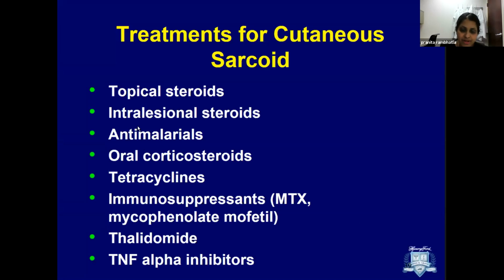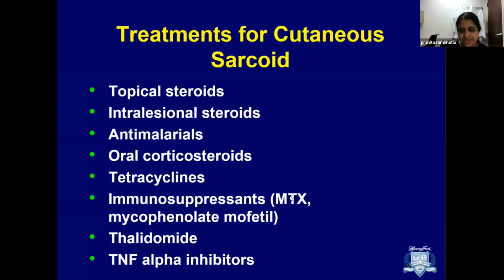We use anti-malarials quite often, and they work very well. Hydroxychloroquine is the one that we most commonly use, just because of ease of getting it and getting insurance coverage, and it has less retinopathy risk than the other anti-malarials. Chloroquine is one that we can use also. Tetracyclines can be used in patients who have contraindications to immunosuppressants. They don't work as well, I would say, but it is something that we have at our disposal.